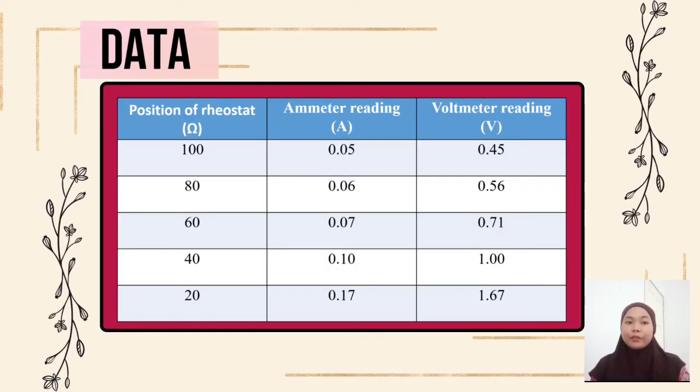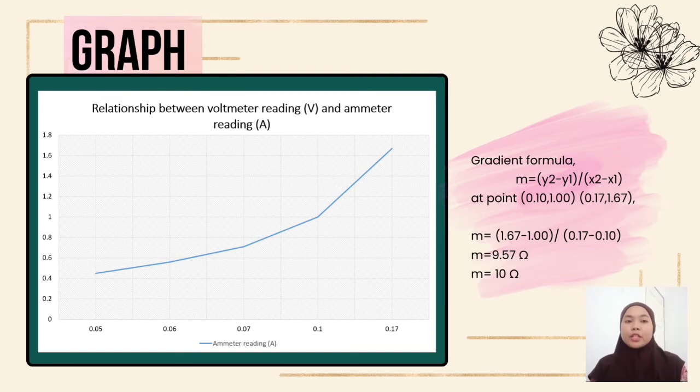The data shows that different rheostat values give different ammeter and voltmeter readings. The graph shows the relationship between the voltmeter and ammeter readings. The gradient is the amount of resistance. The resistance obtained is 10 ohms using the gradient formula.